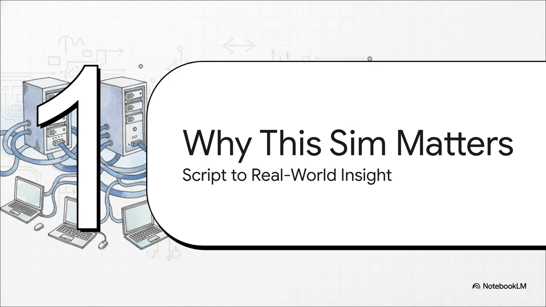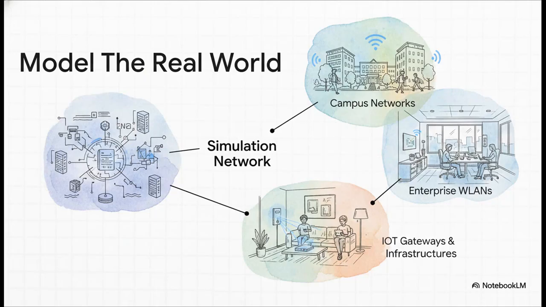Okay, we just followed one tiny little packet on its journey, but let's zoom out for a second. What's the big picture? Why is this specific simulation, this third.cc script, so fundamentally important to understand? It's because this simple setup is actually a blueprint for modeling unbelievably complex real-world systems we use every single day. We're talking about your university's campus network, the Wi-Fi at a huge corporation, or even the little IoT gateway that connects all your smart home devices to the internet. This simulation is the foundation for all of that.